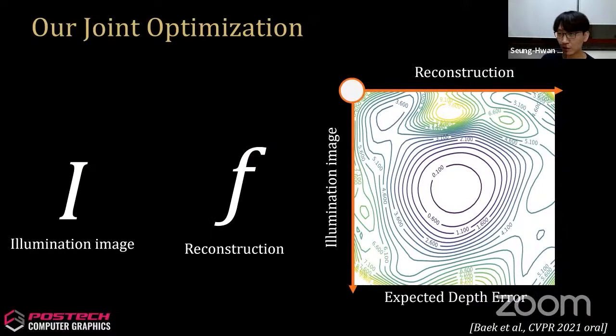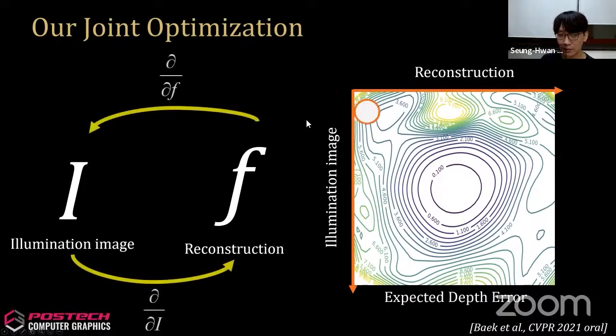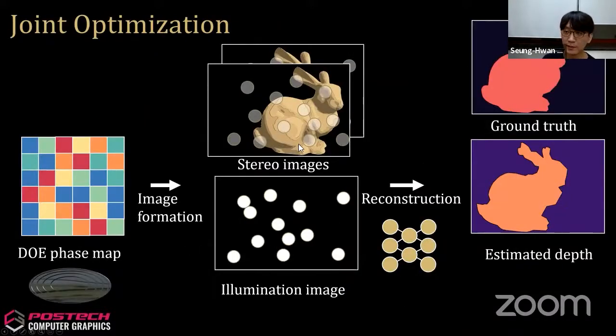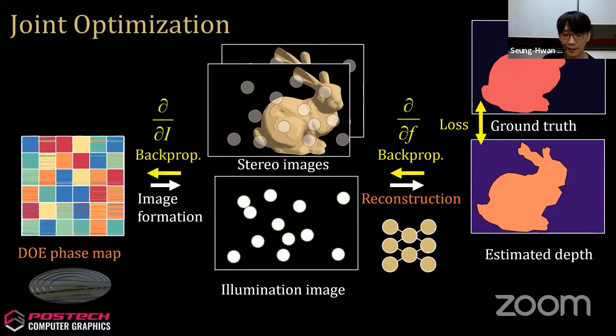What we proposed in this work, in the principle of differentiable camera, is to optimize the illumination image and the reconstruction algorithm jointly, to find hopefully a global optimum, or at least a better local minimum than the previous fixed pipeline-based method. So here is the rough pipeline. We start with a DOE phase map that we want to optimize, and we optimize this DOE phase map and the reconstruction algorithm together to estimate better depth.